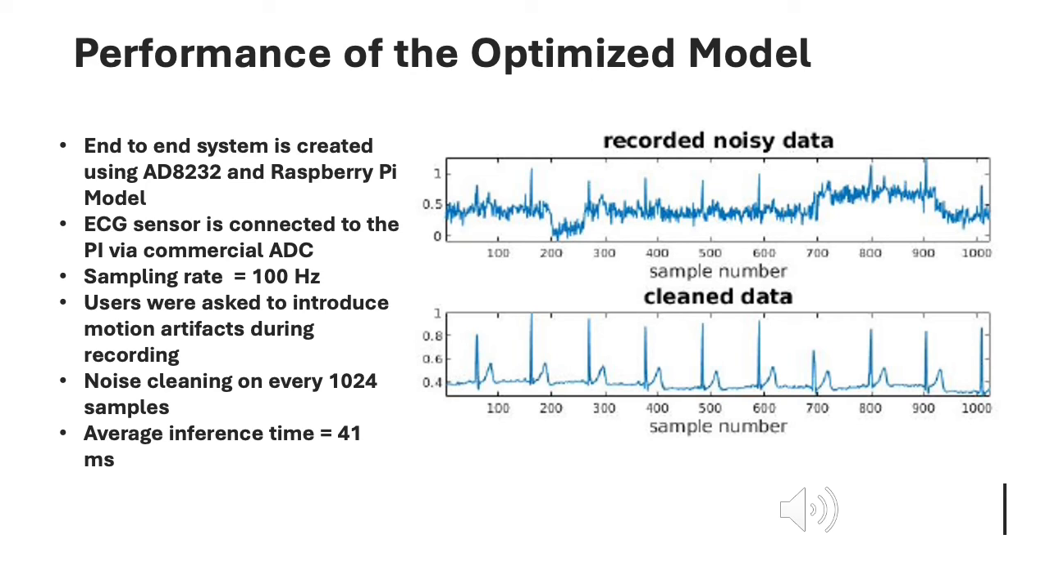The optimized model is copied to the Pi for inferencing. The users are asked to perform random body movements to introduce real motion artifacts in the ECG recordings. The noisy ECG streams are digitized and accumulated at the Pi at a sampling rate of 100 Hz, and denoising is performed on every 1024 samples. Two buffers are used in the application to speed up the processing. Data in one buffer is being processed while the next stream of data is read into the other buffer in real time. The figure shows a noisy ECG stream as recorded in the Pi and the corresponding noise cleaning performance. Depending upon the number of heartbeats, the denoising time for 1024 ECG samples is measured as around 41 milliseconds.